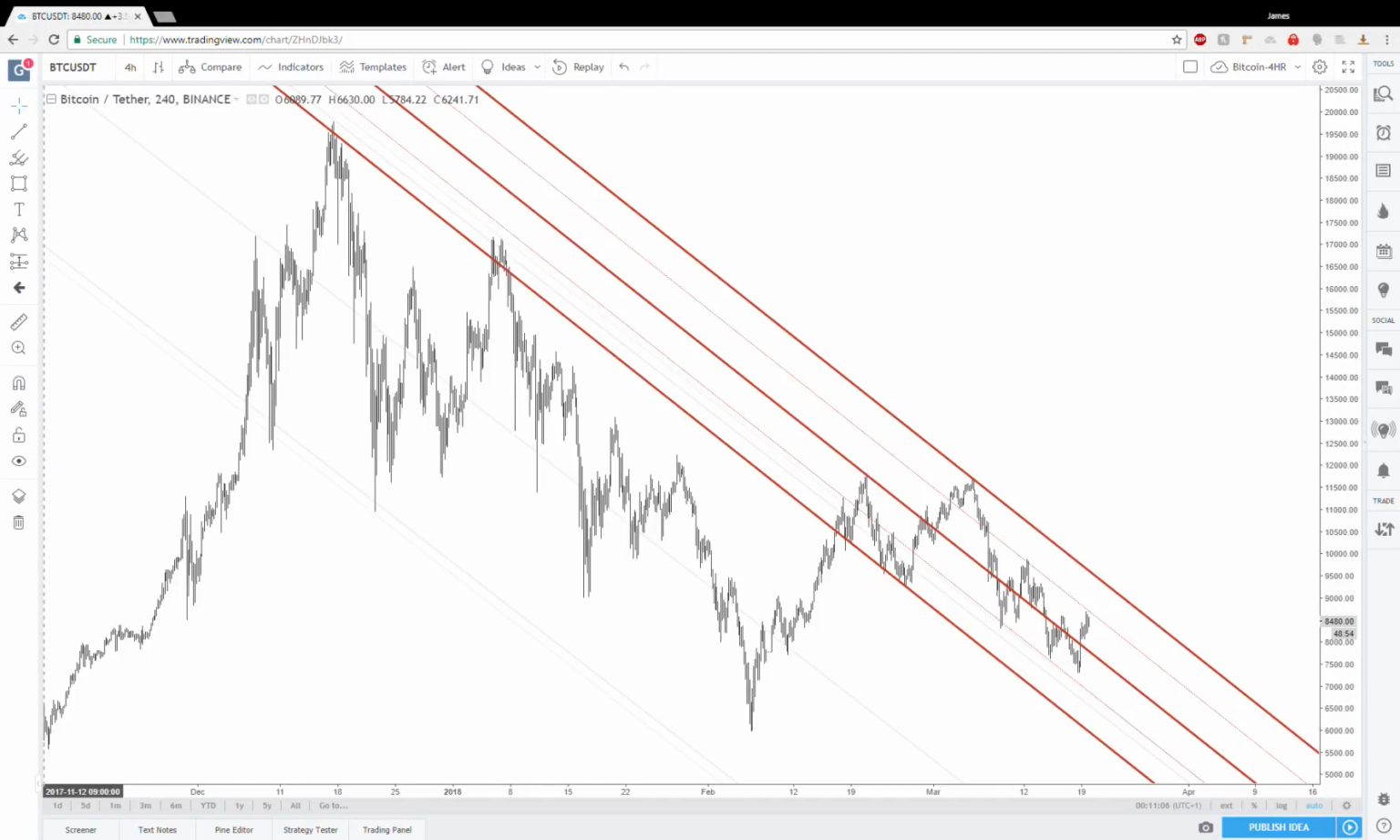It is March 19th, about 7 p.m. Eastern Standard Time. This is my 4-hour chart of Bitcoin. This is BTC USDT. Again, this is the 4-hour chart, so every single bar represents 4 hours. And also, what I want to start out with is this, first of all, is not investment advice.